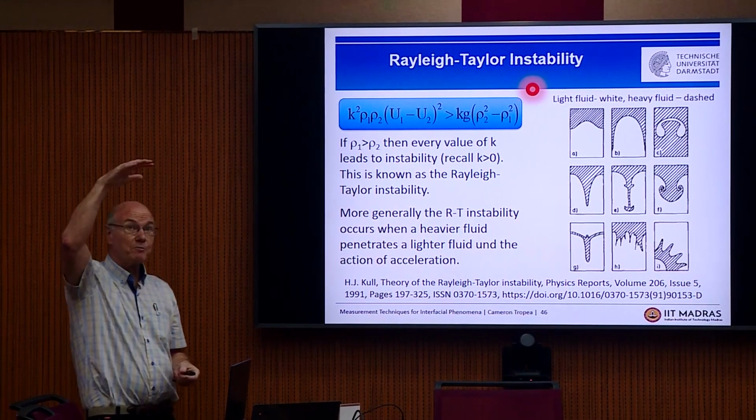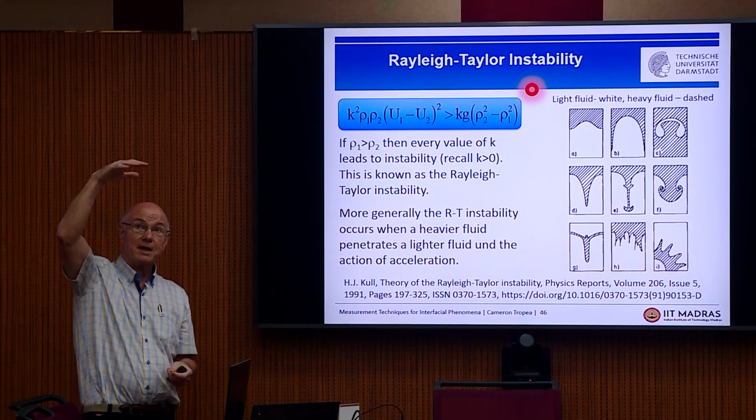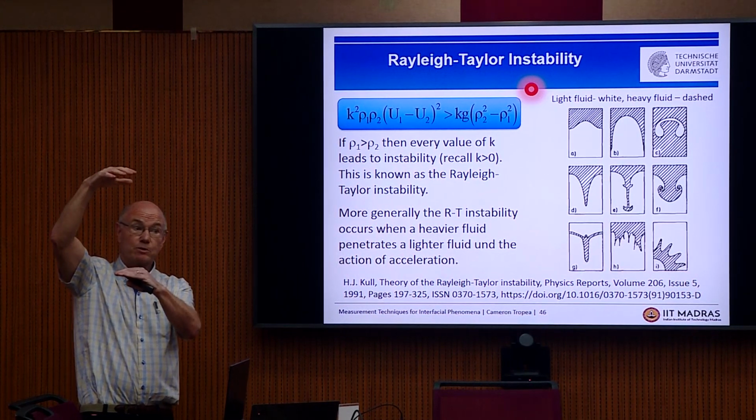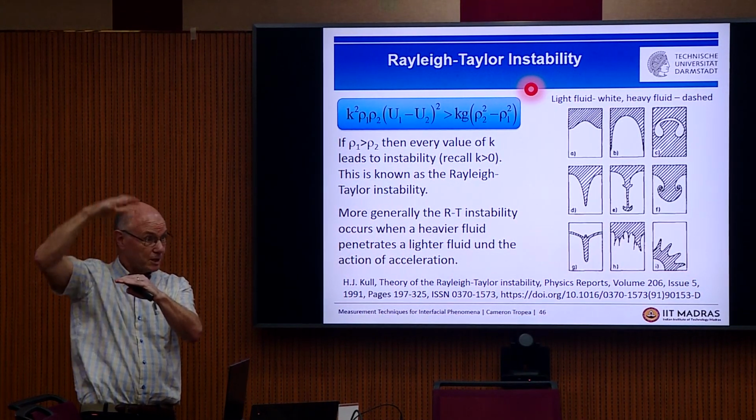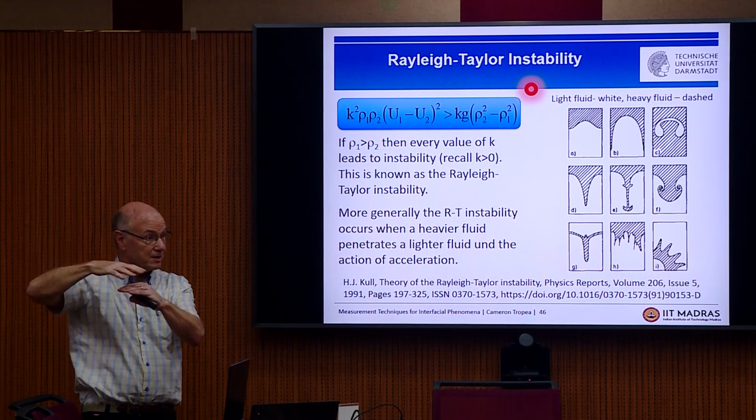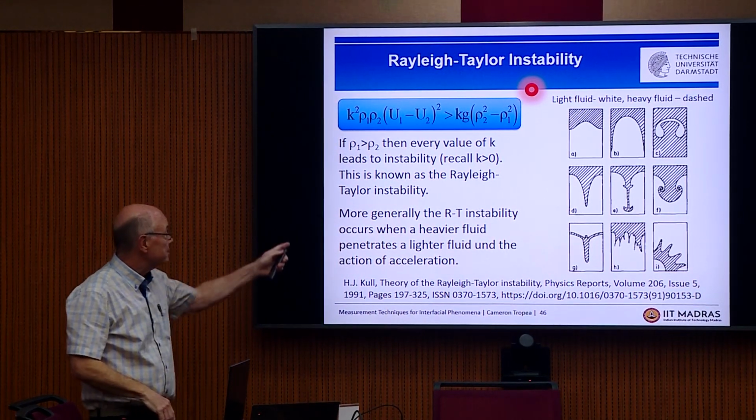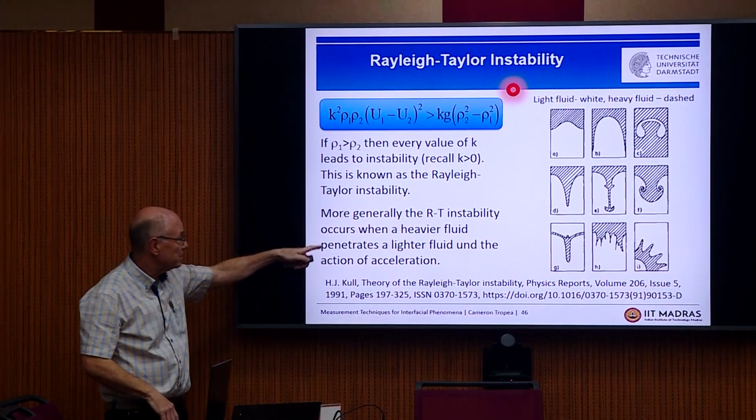So what we have is a heavy fluid up here and a light fluid here. Gravity is in this direction, so acceleration is in this direction, so we have an instability. And this is the Rayleigh-Taylor instability.